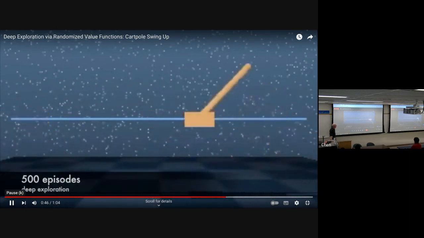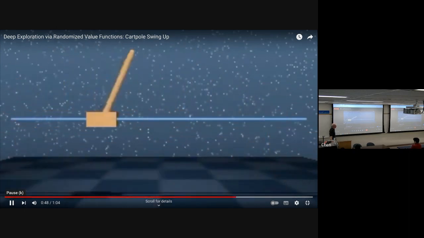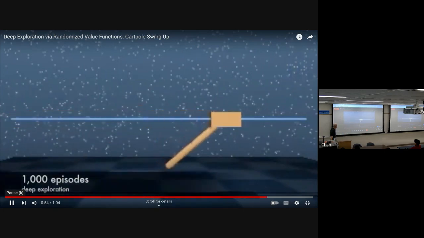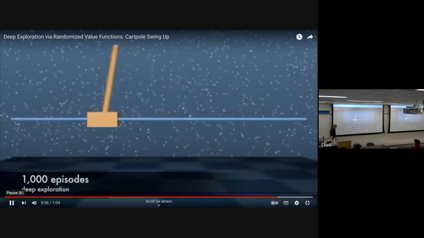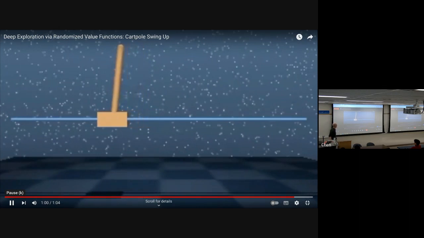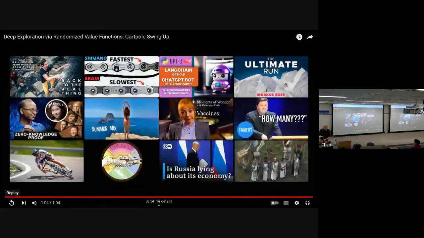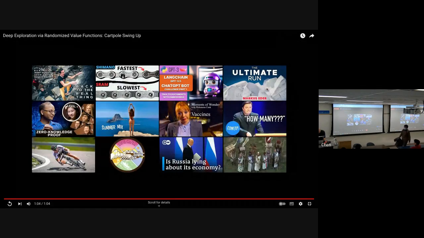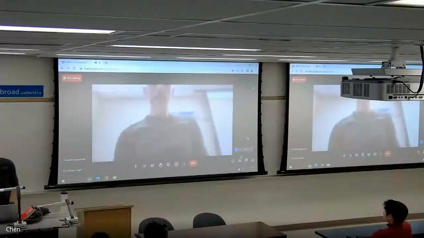Whereas if you take this other exploration strategy, which is an instance of this optimistic exploration strategy, then you see that it's performing pretty well. And after 1,000 episodes, it learns how to swing up this pole and then stabilize it in the upright position. All right. Any questions about it?